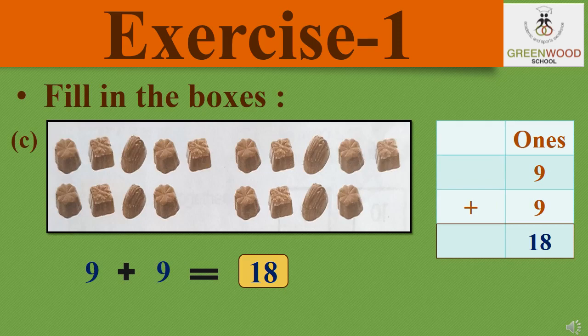Third one. Chocolates. Let's count them. 9 plus 9. Now one 9 in mind, the other 9 in fingers. We'll count after 9. 10, 11, 12, 13, 14, 15, 16, 17, 18. So there are 18 chocolates altogether.